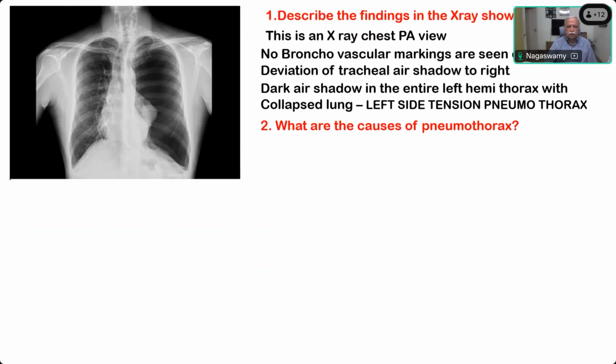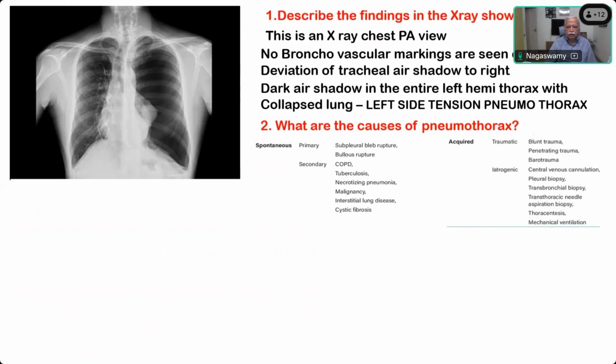What are the causes of pneumothorax, not tension pneumothorax? Any pneumothorax, what are the causes? Sir, spontaneous pneumothorax in case of bullous. It can be classified into spontaneous and acquired. Spontaneous again can be classified into primary and secondary. Primary can be because of subpleural bleb rupture or bullous rupture. Secondary can occur in COPD, tuberculosis, necrotizing pneumonia, malignancy, interstitial lung disease, and cystic fibrosis.